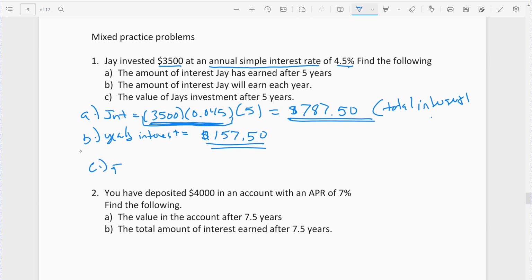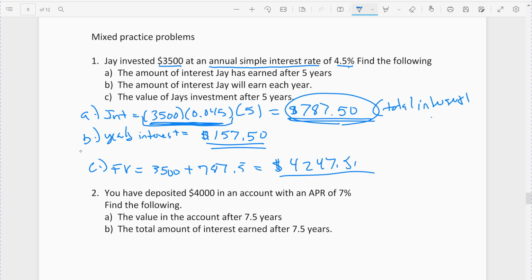Then the last one asks how much your balance is in the future. You take how much you started with, plus how much interest you earn in total, and that's your future balance. At the end of 5 years, you'll have earned $787.50 in interest. So you add that to the amount you invested, and you now have $4,247.50.